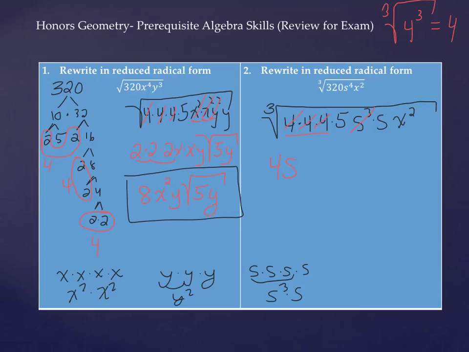And just this single s here and x squared, neither one of these are perfect cubes, so I can't take those out. So what do I have left? I have my radical, and I have my cube root here. 5 is stuck under there, s is stuck under there, and x squared is stuck under there. So I have just reduced out everything I can.